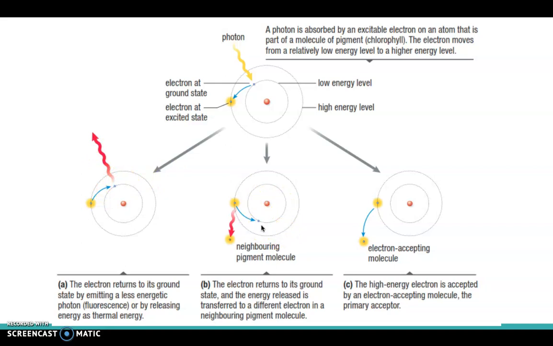The second thing that can happen is that the electron goes directly back to its energy level, but this time the energy that is released actually goes to another electron, and it's going to excite a neighboring pigment molecule. So instead of that energy being lost as heat, that energy is going to go from this electron to another neighboring electron to excite that one. This is known as a ripple type of effect. And then the third thing that could happen here is the electron doesn't jump back, but it goes to a different molecule. So the electron accepting molecule is going to take that energy, and it's actually going to leave this molecule and move to a different one.